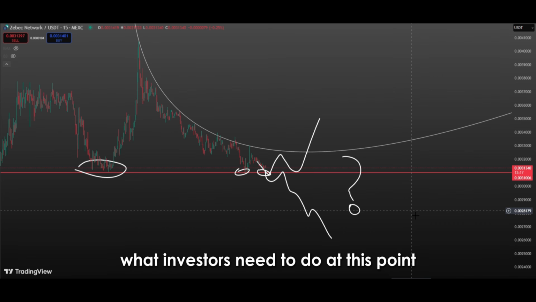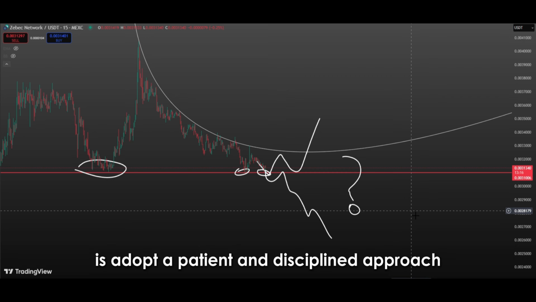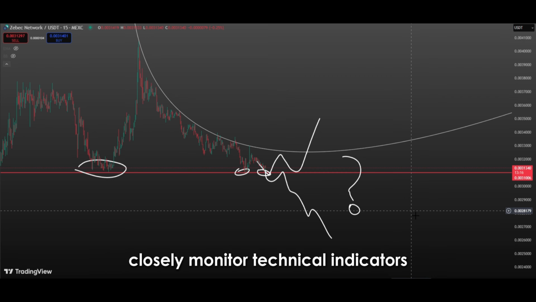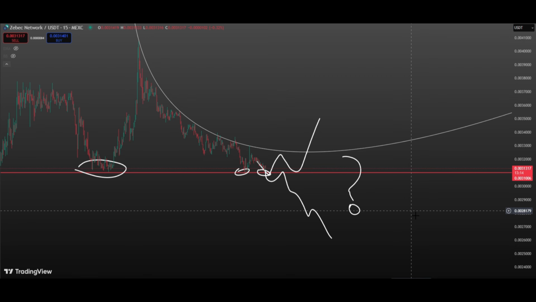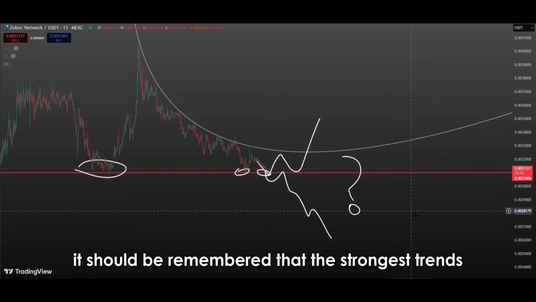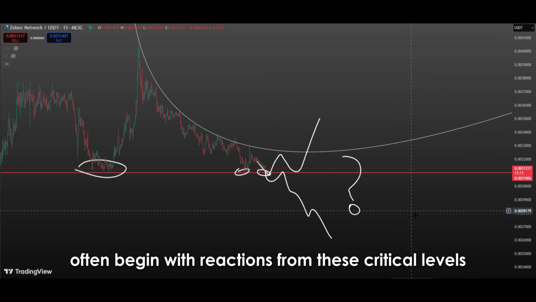What investors need to do at this point is adopt a patient and disciplined approach, closely monitor technical indicators, and avoid making rash decisions before a clear breakdown or reaction occurs. It should be remembered that the strongest trends often begin with reactions from these critical levels.